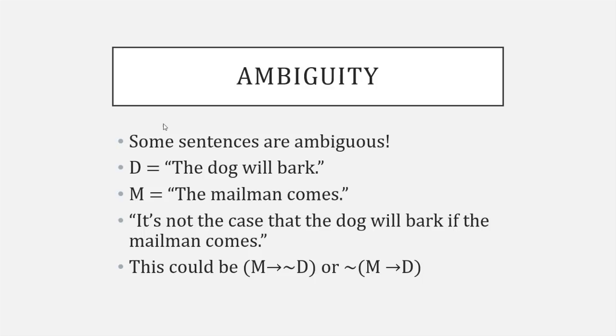Here's another thing that you might mean by that sentence. It's not the case, not, bracket, if the mailman comes, then the dog will bark. All that second sentence says is that it is not a guarantee that if the mailman comes, the dog will bark. What you're saying is, I'm not guaranteeing. It's not the case that I can guarantee that all of the dog barking cases are contained within the mailman coming cases. Sorry, the opposite. All of the mailman coming cases are contained within the dog barking cases.